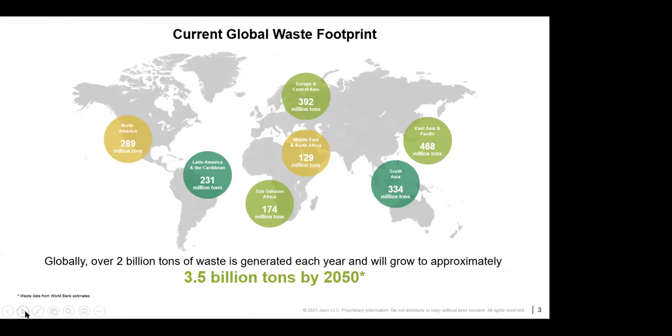So, one of the things we always talk about is the global footprint of waste. There's a tremendous amount of waste that's generated across the world, and the World Bank estimates about 2 billion tons are generated annually. By 2050, it's going to go to 3.5 billion tons. And a lot of that material, as was noted yesterday, in the United States ends up getting landfilled, about 140,000 tons, I believe, was the presentation yesterday.